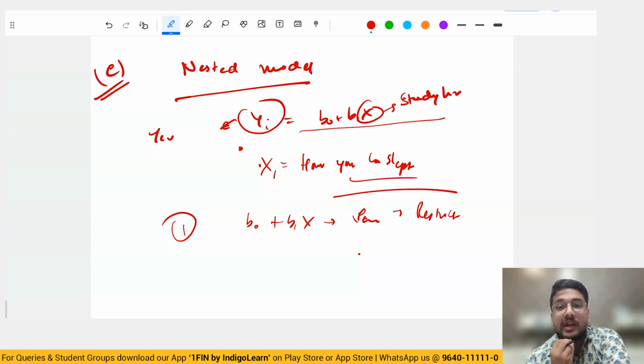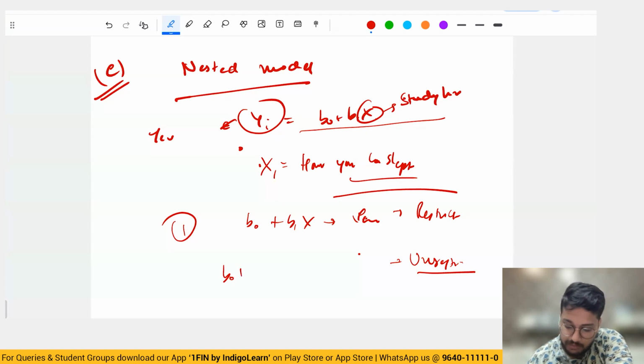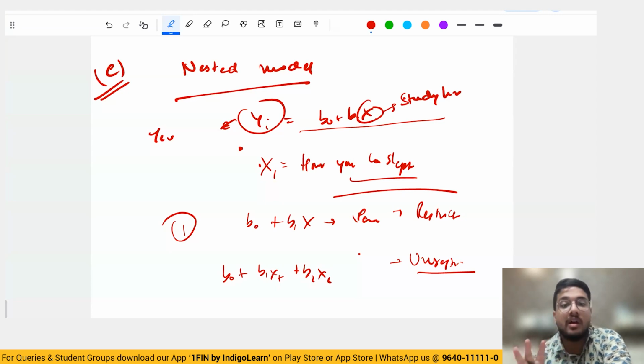Now, since Alpesh has a problem with this model and he's saying no, no, you have to use one more variable to check to build a more holistic model. So, using Alpesh's suggestion, we build another model which is called the unrestricted model, which is b0 plus b1 x1 plus one more variable, b2 x2. That is the unrestricted model which we have.